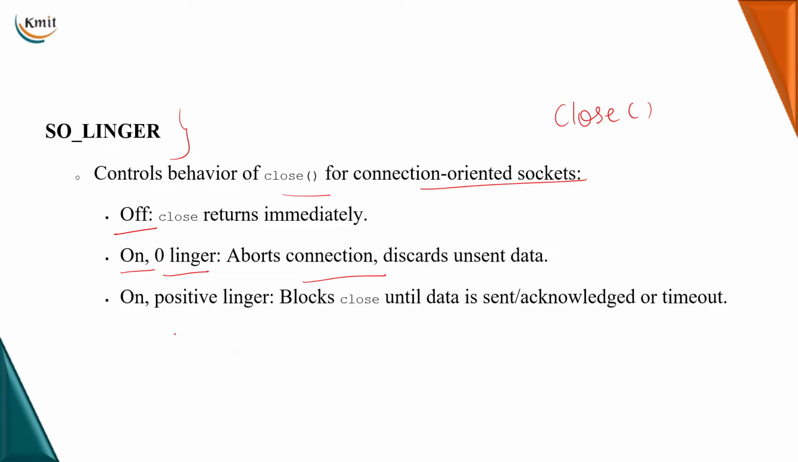But if it is on and the value is some positive number, that is positive linger, in this case, though a close connection is initiated, it will block this close function until the data that was sent is successfully received or acknowledged, or there is a timeout. So we are going to linger around until the data is received successfully.